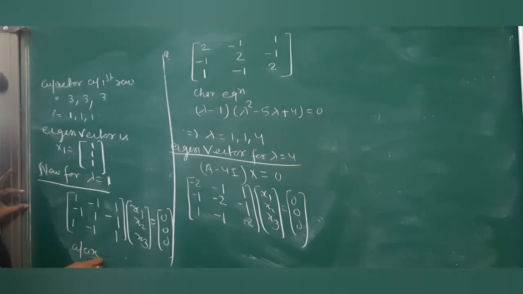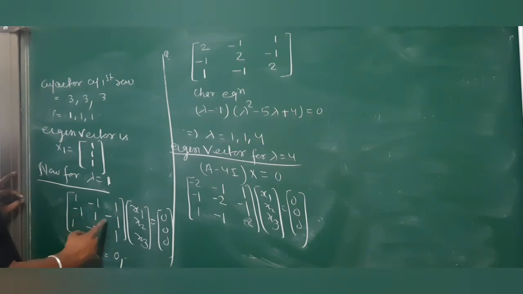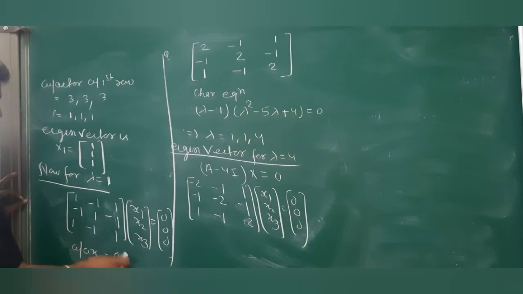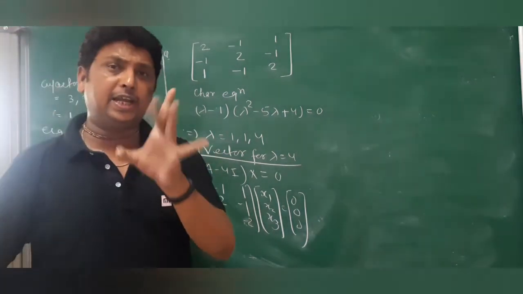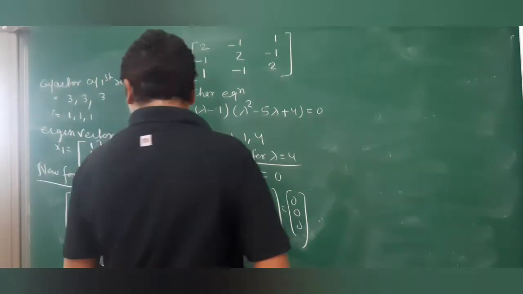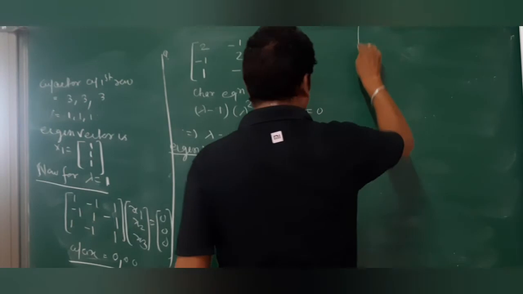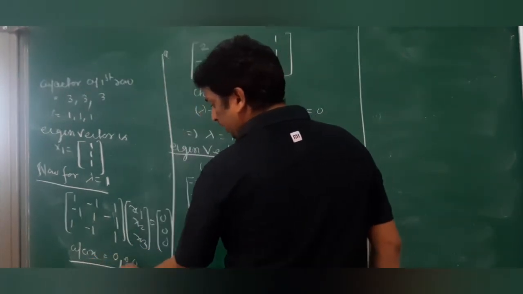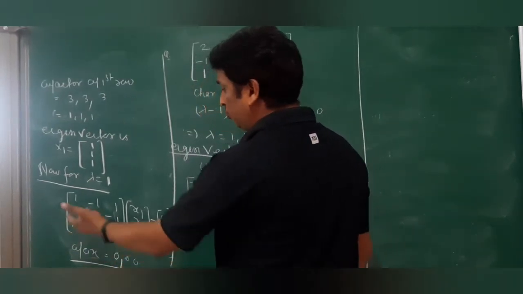Cofactors are 0 minus 1 plus 1, 0, 1 minus 1, 0. The cofactors come as 0. It means we have only a single equation. What do we get? What is the equation? When all cofactors are 0, 0, 0, better we go for that.